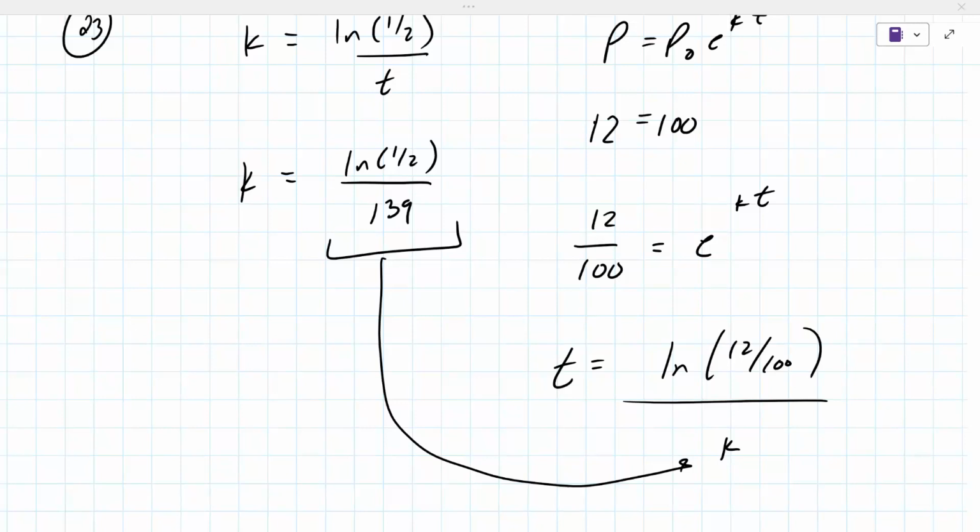All right, natural log 12 over 100, natural log 1/2 over 139. Okay, so I get 425.2 days. And we can talk about that later if we need to.